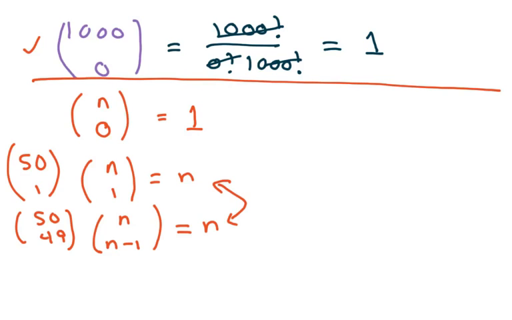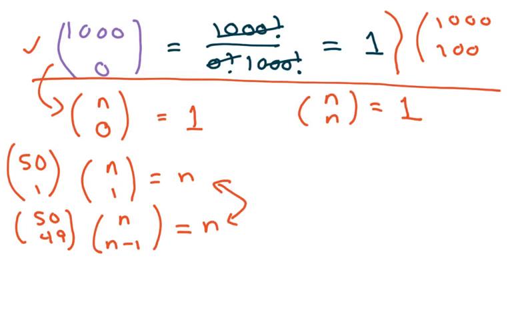And the other one is nCn, and that also equals 1. That's like we had the 1,000 over 1,000, because they were the same. So this one would have been here, and we got 1. And on the previous slide, we had 1,000 and 1,000.